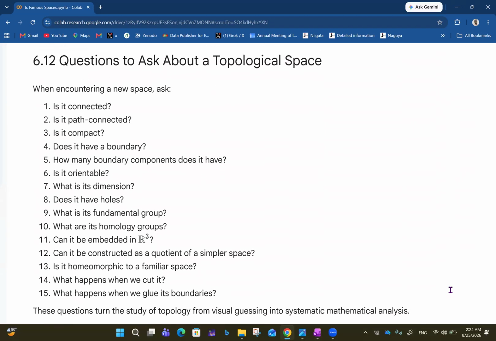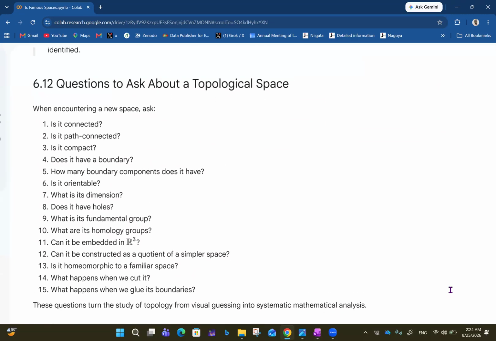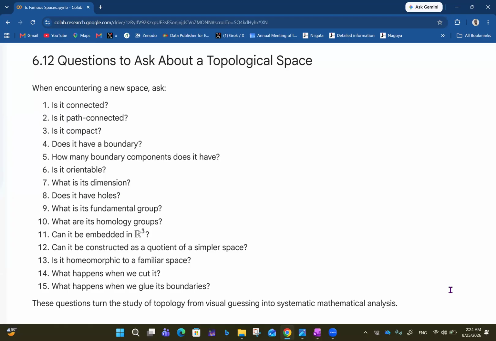So we have some questions to ask about a topological space. When encountering a new space, you need to ask, is it connected? Is it path connected? Path connected meaning, if you mark any two points on the surface, can you connect the two points along the surface altogether? Then, is it compact? Does it have a boundary?